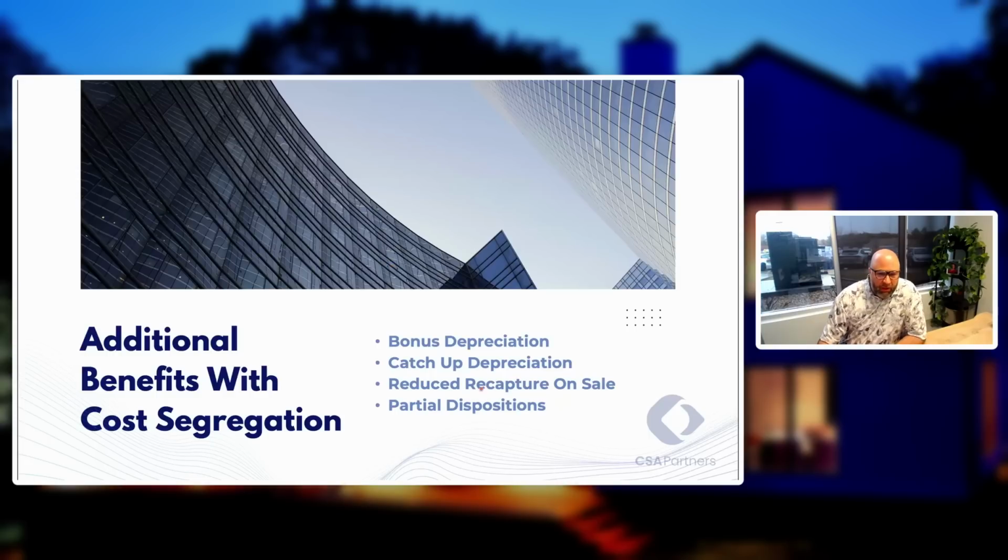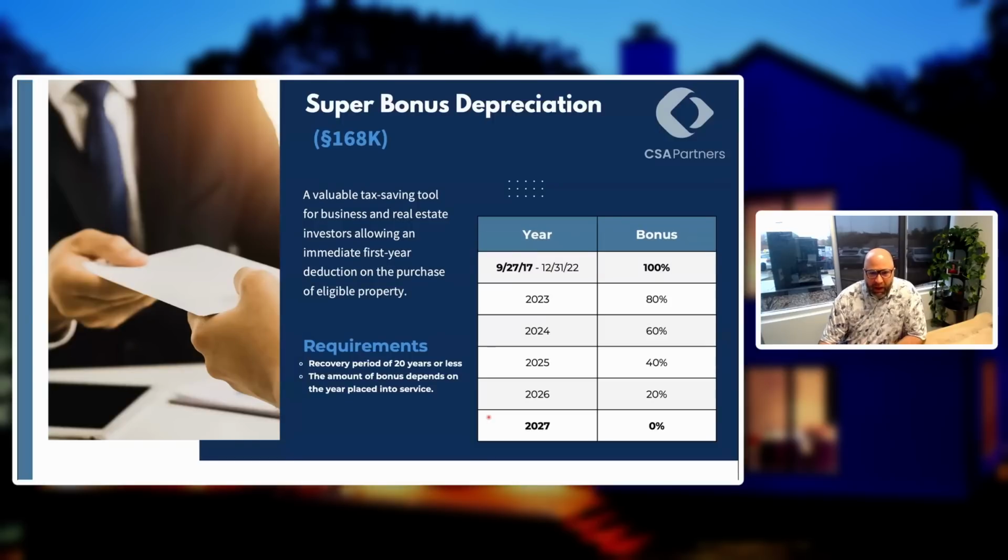We touched on the reduction of recapture on sale. If you remember, this is, again, when you sell it, you're not selling your dirty stained carpet for more than you bought it for. And then if we have time, we'll talk about partial asset dispositions. But let's first talk about bonus depreciation. Bonus depreciation has been around for a number of years. Again, the government uses bonus depreciation to stimulate the economy. So when the economy's not doing well, they'll go in and they'll increase the bonus amount. When the economy's doing well, they'll decrease the bonus amount.